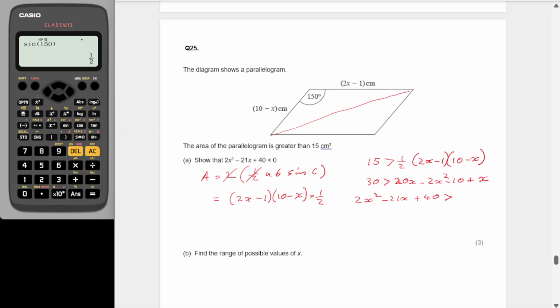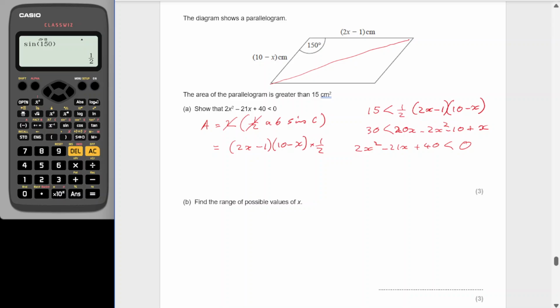And that's what threw me. Over here, we were told that the area of the parallelogram is greater than that. So I've got my inequality symbol the wrong way around. Right, and that's what we were asked to show. Find a range of possible values.